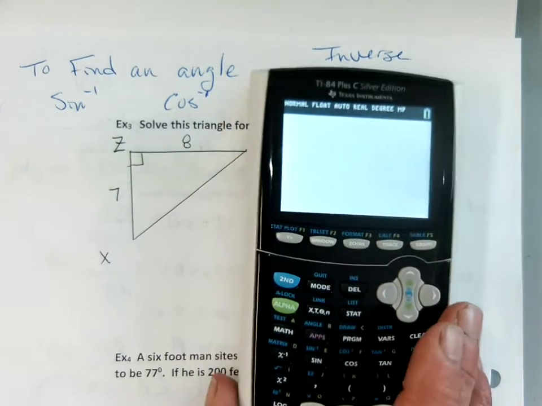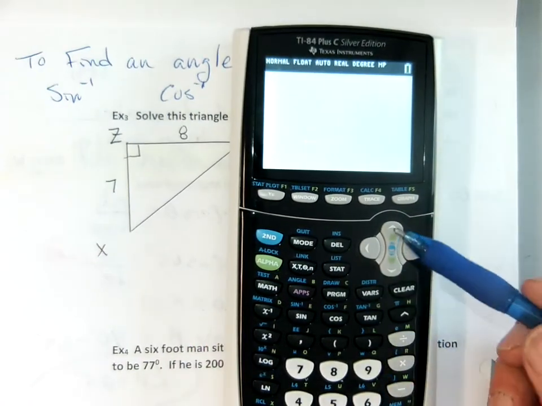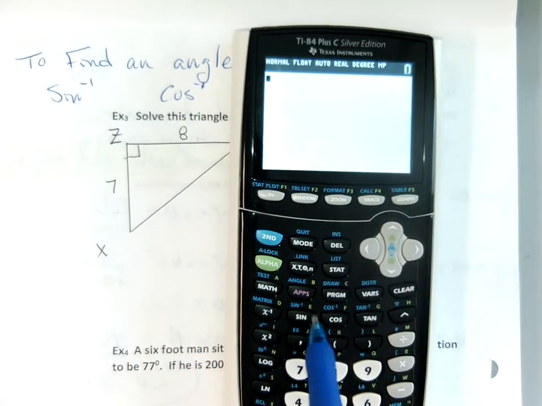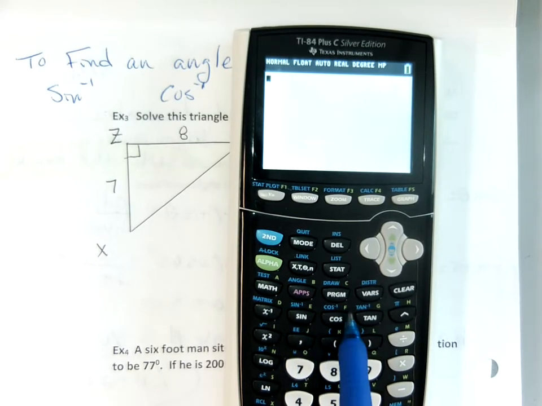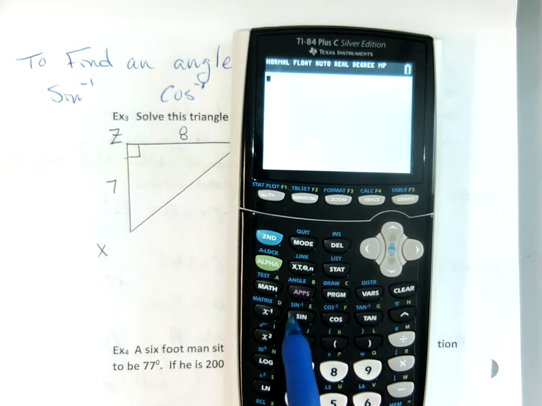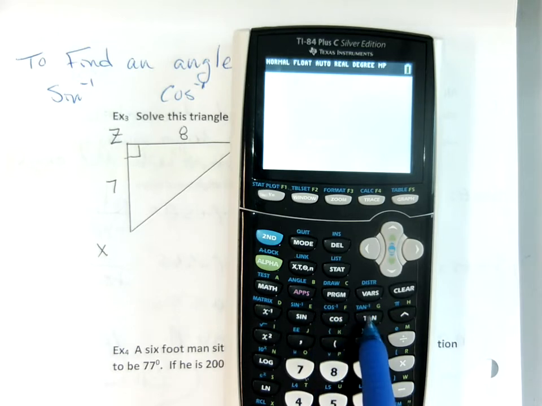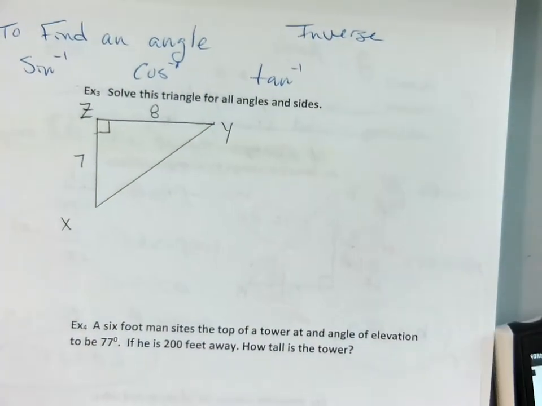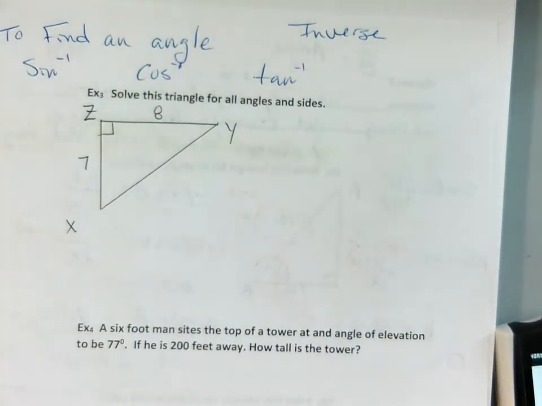So on your calculator, right here, do you see the blue? Sine inverse, cosine inverse, tangent inverse. When you push these three buttons, you get an angle. I'll say it again. When you push any of these three buttons, you get an angle. Okay, so if you want to find an angle, we've got to push one of these three buttons. Okay, so let's start off.